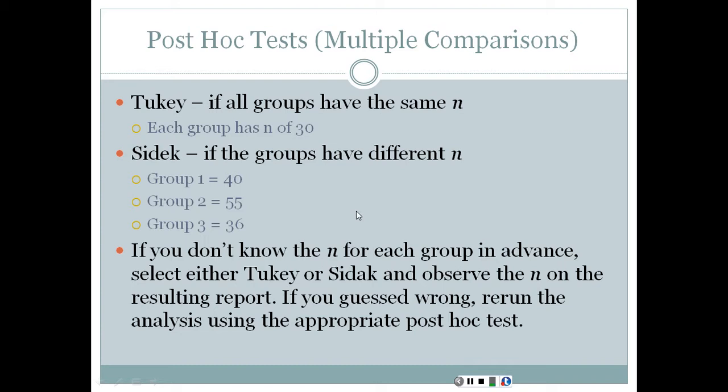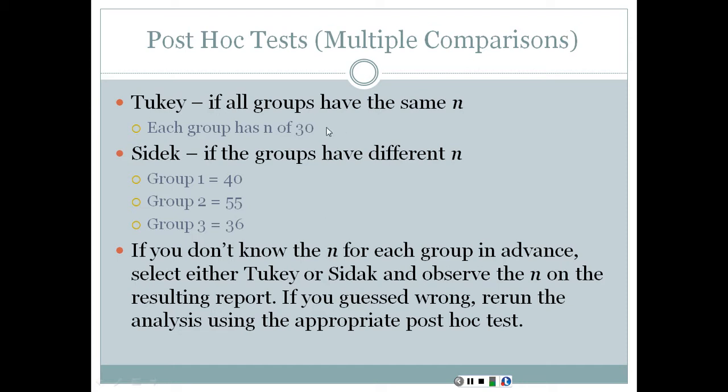If you don't know the N for each group in advance, you can select either Tukey or Sidak, and then you would check the N in the resulting report. So if you guessed wrong, if you thought, oh, I think my groups are the same, I'll choose Tukey, then ran my report, looked in the descriptives section and realized my N's are very different from one another, you would just rerun the analysis using the appropriate post hoc test.